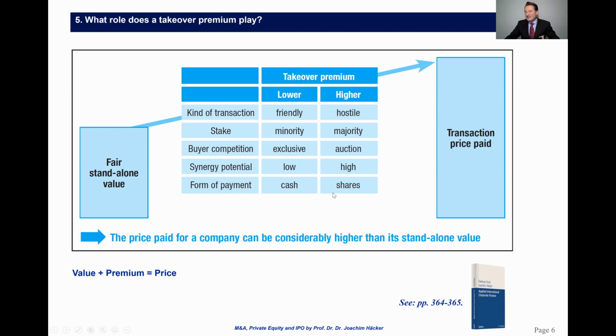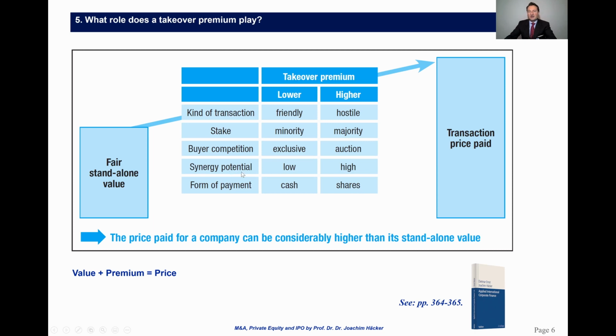On the other side, if you receive shares as a seller, this usually comes with a lockup period of, let's say, 2 years, and you're locked up. Therefore, you want a higher premium. And assume you're even being paid partially or fully in options, then you want a much higher takeover premium.